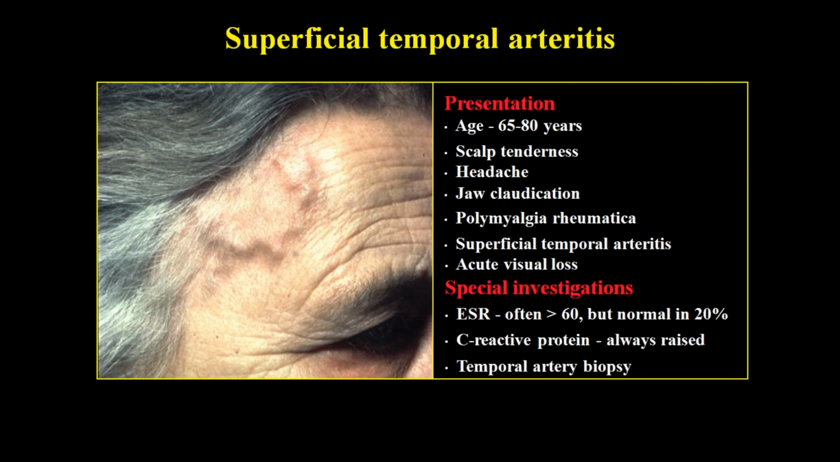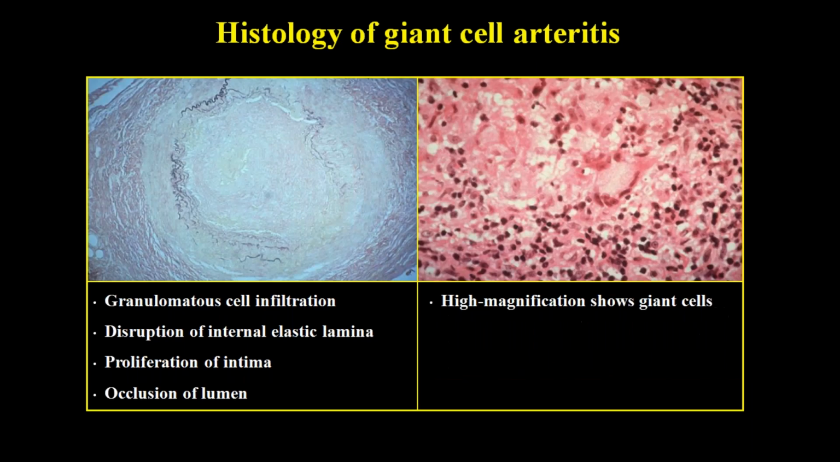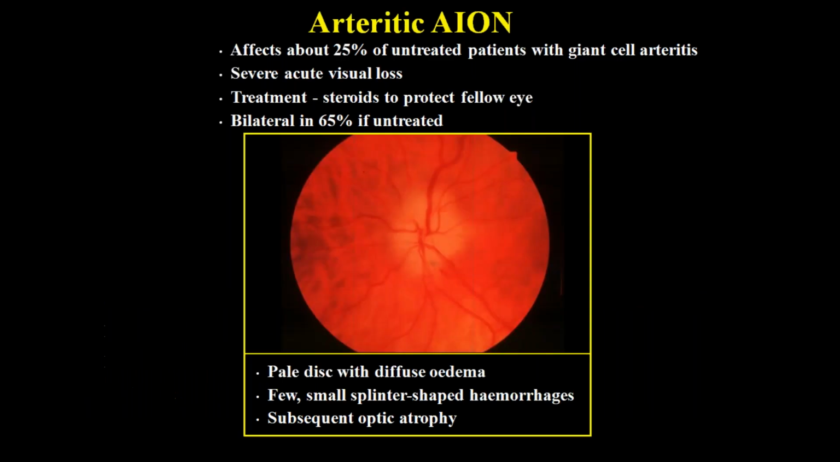When you do an ESR, it is usually more than 60. C-reactive protein is always raised, and temporal artery biopsy is very diagnostic of this arteritic AION. If you see the histopathology of giant cell arteritis, we commonly come across giant cells, and there is a granulomatous cellular infiltration and disruption of the internal elastic lamina. This is the lumen of the artery, with proliferation of the intima and occlusion of the lumen. So basically, there is an inflammation of the artery which is commonly seen in these conditions.